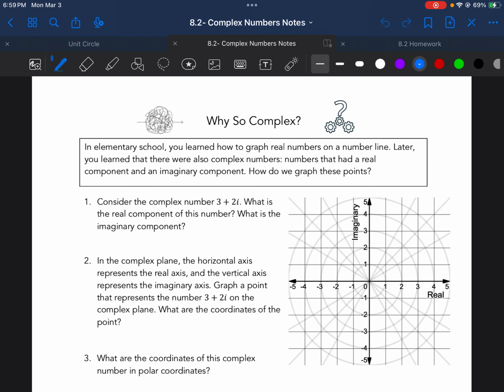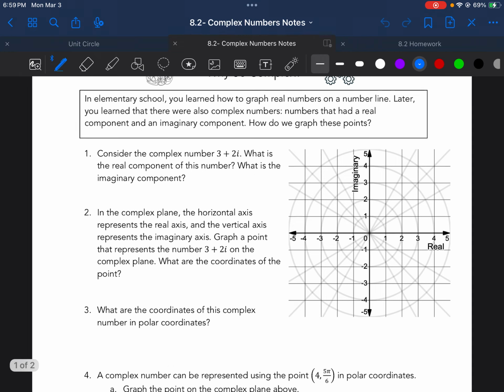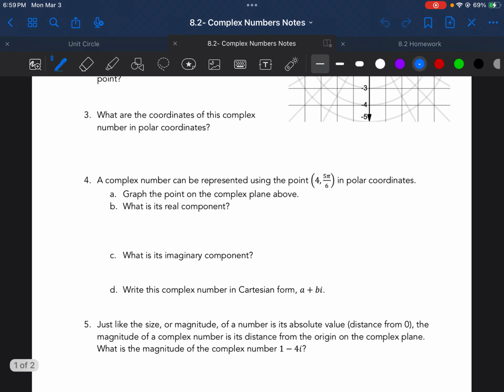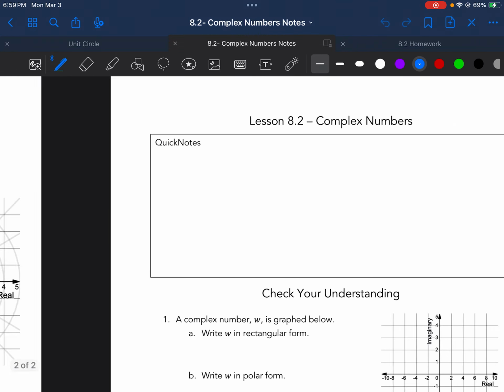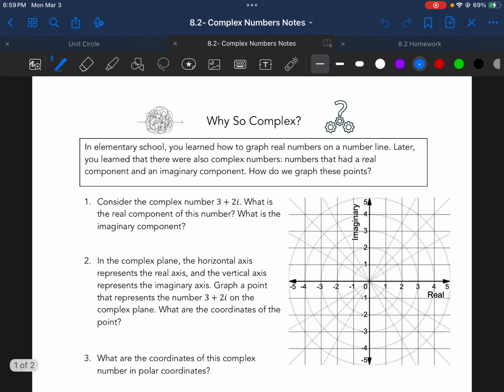In this video, we're going to be looking at the 8.2 notes on complex numbers. All right, so let's go through this. We're actually going to go through a quick little exploration activity, and then we'll get into the quick notes and check your understanding. So, in elementary school, you learned how to graph real numbers on a number line.